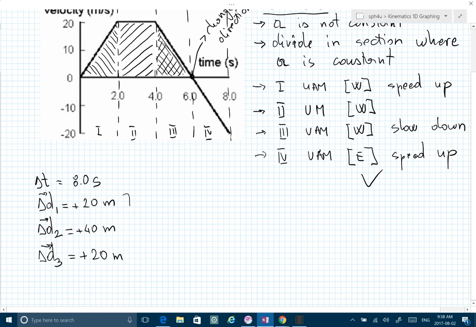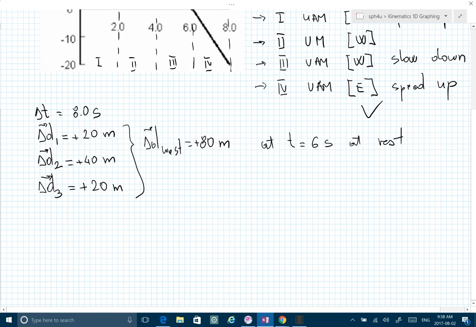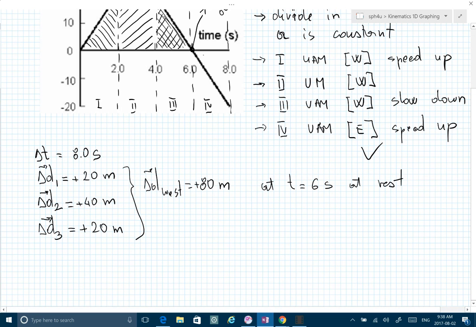So as you can see, in total, delta d, let's call this west, is actually 80 meters. Right? So this object has traveled 80 meters west. Then it stopped at 6 seconds. So at t equal to 6 seconds it is at rest for that brief moment. And then it switches direction, right? So now we have to find this area here.